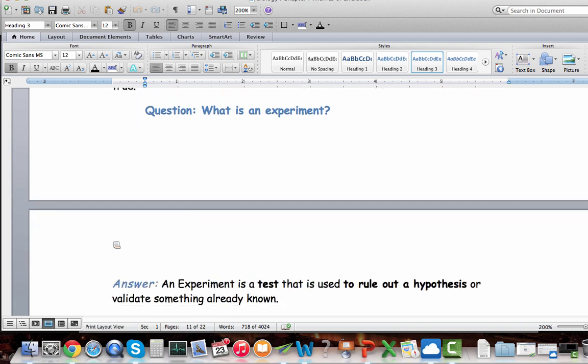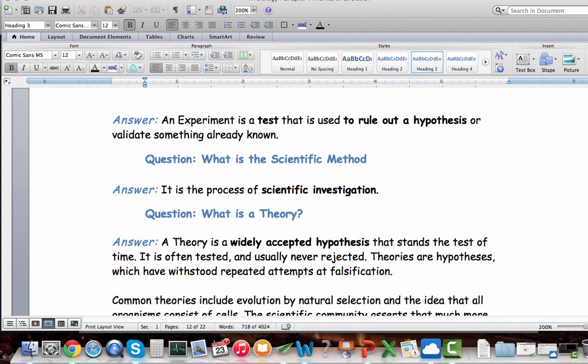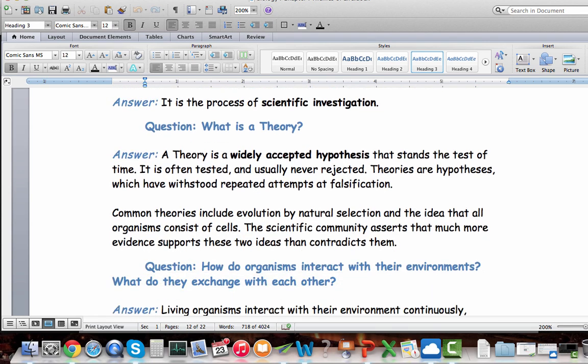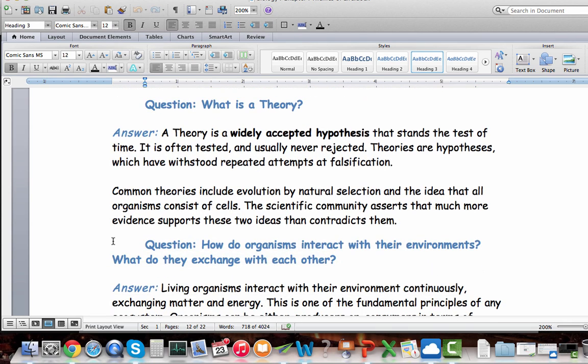Question. What is an experiment? Answer. An experiment is a test that is used to rule out a hypothesis or validate something that is already known. Question. What is a theory? Answer. A theory is a widely accepted hypothesis that stands the test of time. It is often tested and usually never rejected.